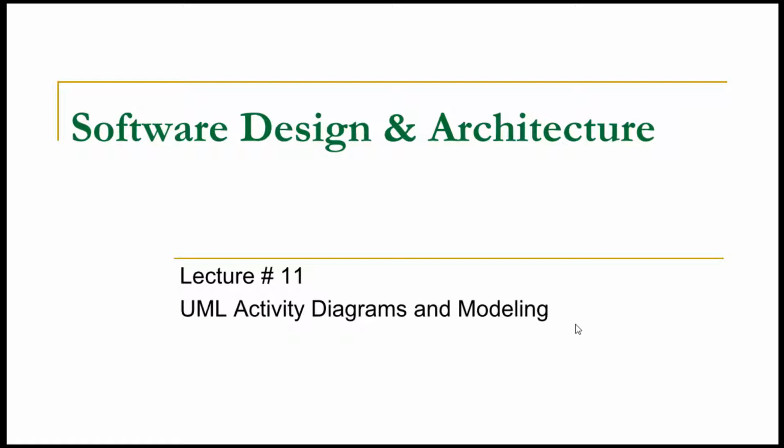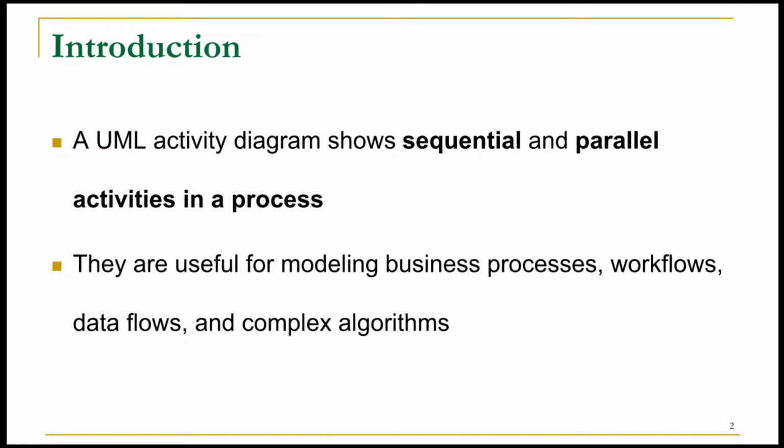In this lecture we are going to talk about UML activity diagrams and see how we can model using those diagrams. A UML activity diagram shows sequential and parallel activities in a process. So whenever we are going to map or model the activities happening, either sequential or parallel, we can take help from the activity diagrams.